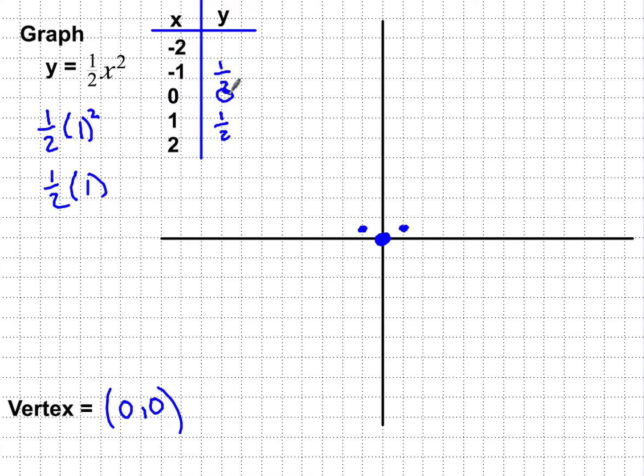Now if I were to plug in 2, 1/2 times 2 squared. Well, 2 squared is 4, so I get to multiply 4 by 1/2, and that's going to give me 2. So the point is 2, 2. And it's symmetrical on the other side. So there's my parabola.